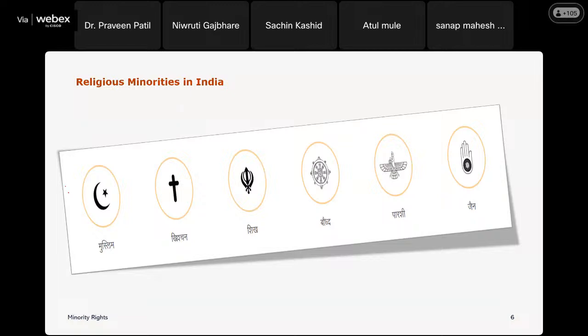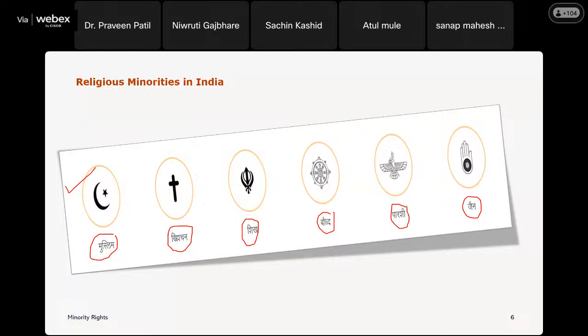The first one is, of course, the Muslim community. The second one is the Christian community. The third one is the Sikh community. The fourth one is Baudh. The fifth one is Parsi. And the sixth, which was recently added to the list, is the Jain community. These 6 communities, interestingly, are minorities both at the national and at the state level.